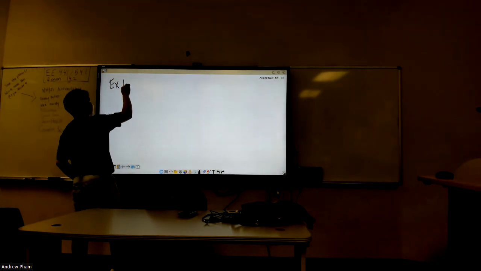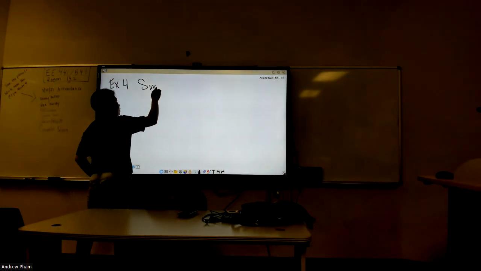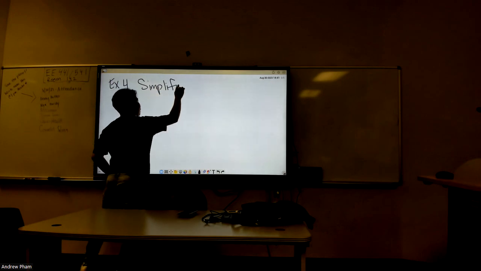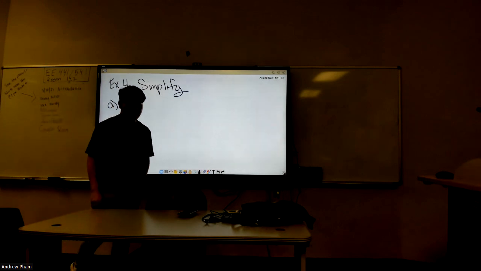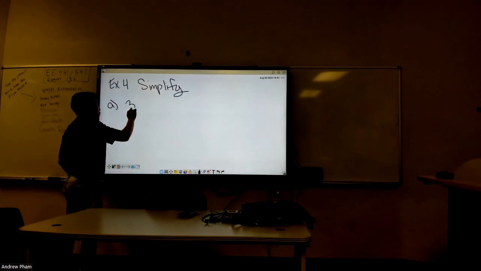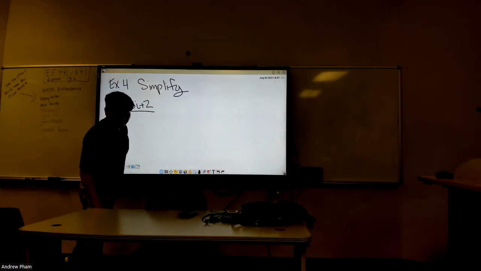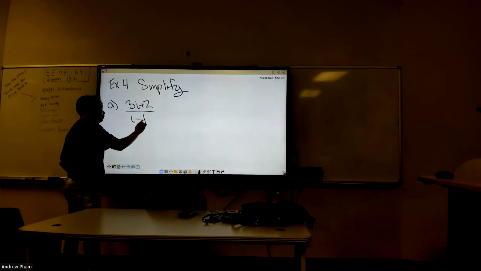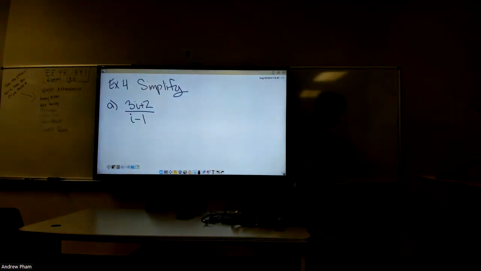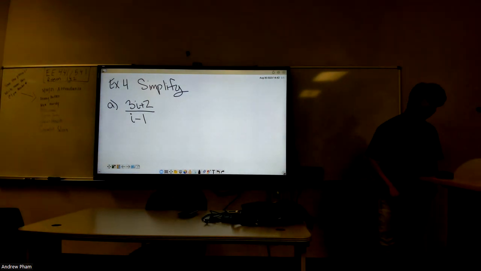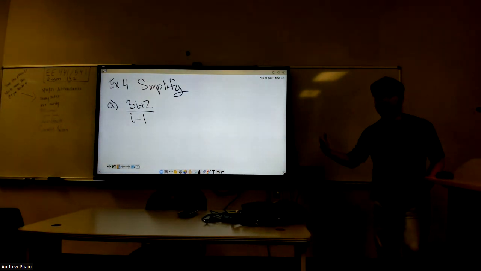Example 4. Same instructions. Let's simplify. Part A. Let's say I want to do (3i + 2) over (i - 1). The first thing I'm noticing is that there's a problem with the bottom because there's an i down there. I don't want an i on the bottom because that's a square root.